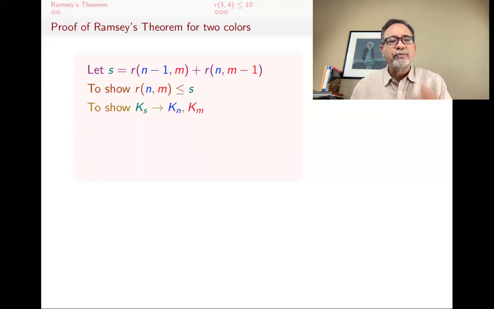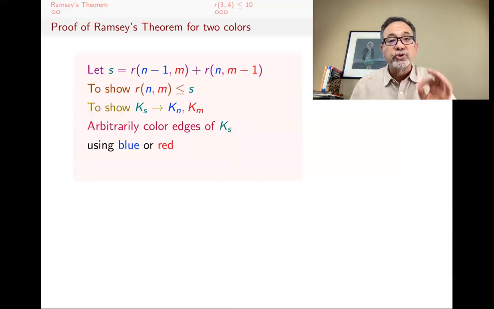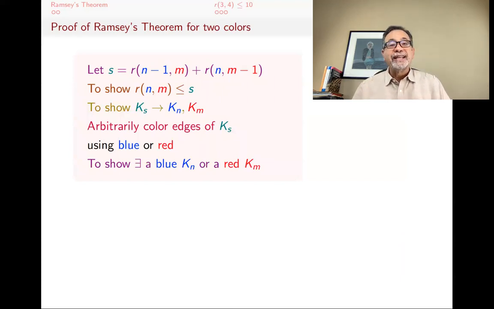But you should understand that what I'm really trying to show now is that K_S arrows to a blue K_n or a red K_m. Expanding that further, that means that if you arbitrarily color the edges of a complete graph K_S, what's S? S is the sum of these two numbers. Then using blue and red, those are the two colors, blue is the first color, red is the second color, we have to show that we are guaranteed a blue K_n or a red K_m or both, or many more, but at least one blue K_n or at least one red K_m.